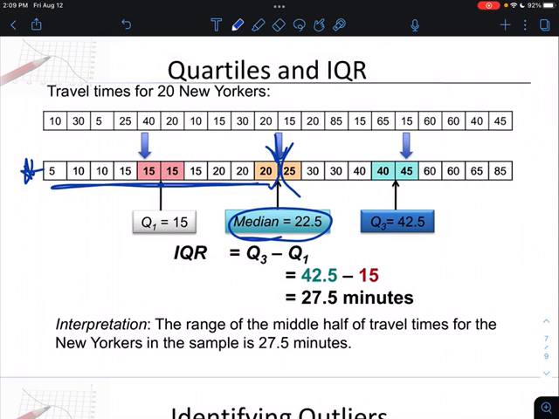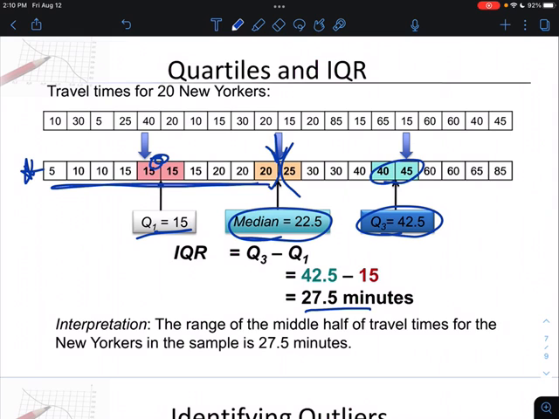On the left side here, we find the midpoint, which is right in between 15 and 15, which means our quartile is at 15. On the other side, when we split our right side in half, it's between 40 and 45. If I average those, I get a quartile of 42.5. So then for the IQR, I take the larger quartile, 42.5, minus the smaller 15, and I get an IQR of 27.5. As far as interpreting, that means the range of the middle half of travel times for New Yorkers in the sample is 27.5 minutes. So the middle 50% of my commute times span 27.5 minutes.